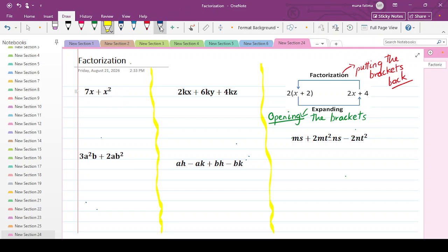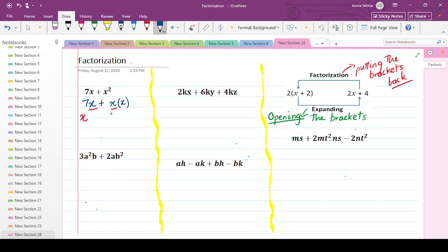Whenever we are factorizing, we find the common terms. By common terms, this is what I mean. We have 7x. X squared can be written as x multiplied by x because we have x squared. You can see that there is an x over here and there is an x over here. This is what we call common term, and we're going to write it outside the bracket.